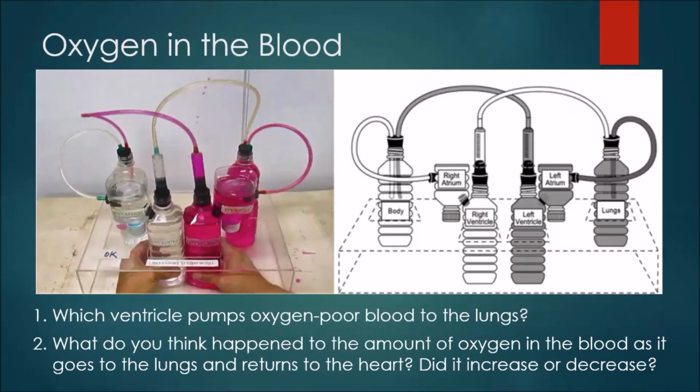For the next task, let's answer these questions. Which ventricle pumps oxygen-poor blood to the lungs? What do you think happened to the amount of oxygen in the blood as it goes to the lungs and returns to the heart? Did it increase or decrease?